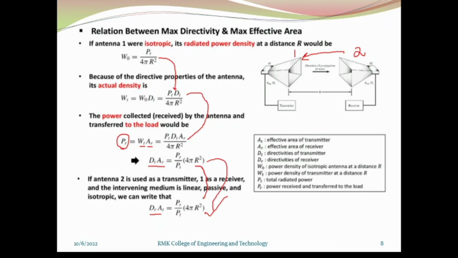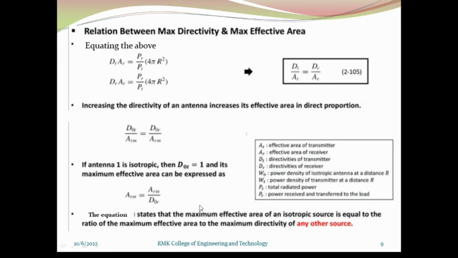Now we are going to combine these two equations and we get the relations. This is the relation of the transmitter part, and this is the relation of the receiver part. By combining these two we get dt by AT is equal to dr by AR, and if we increase the directivity of an antenna, its effective area increases in direct proportion. So D0T is the maximum directivity of the transmitter, and D0R is the maximum directivity of the receiver. By taking the ratio, with the aperture maximum in the transmitter and maximum in the receiver, this is the relation, right?